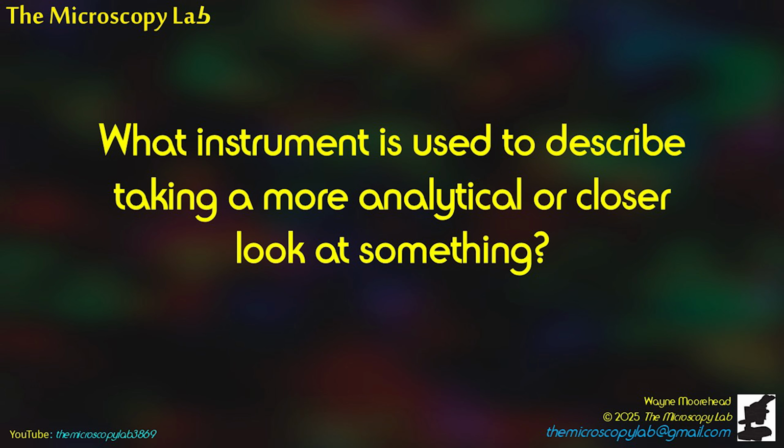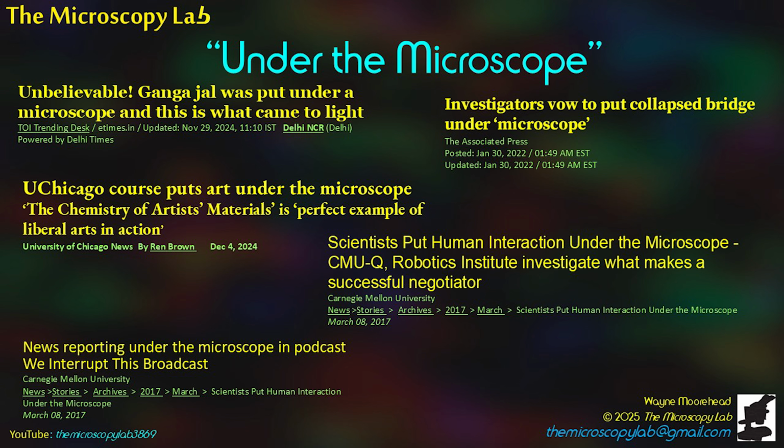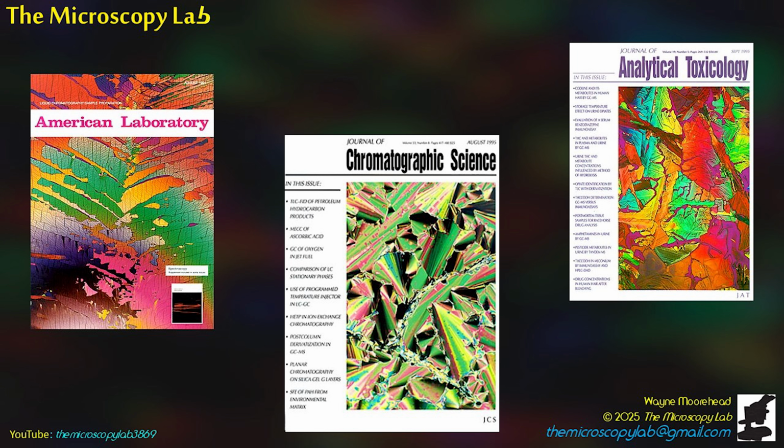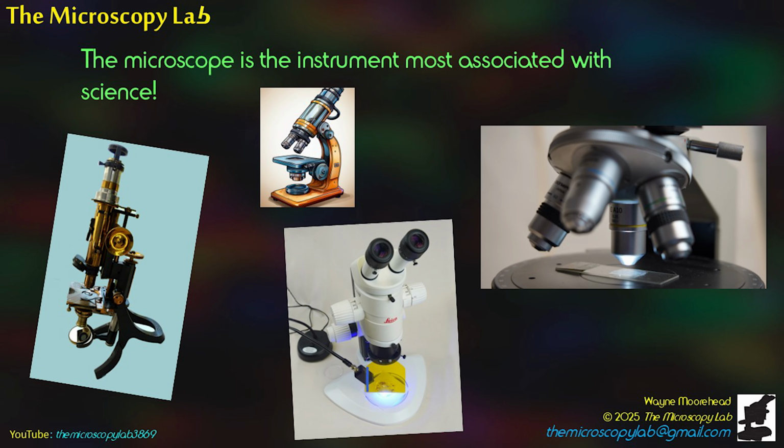When society decides to take a closer look at something, they say to put it under a microscope, as these various headlines describe. When they need a scientific tool to represent science or to get really colorful pictures, they turn to the microscope. Even in scientific areas that have nothing to do with microscopy, such as chromatographic science or analytical toxicology, or just a journal that represents a general science perspective.